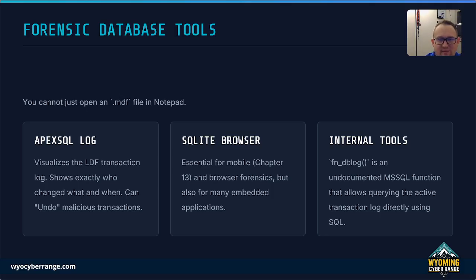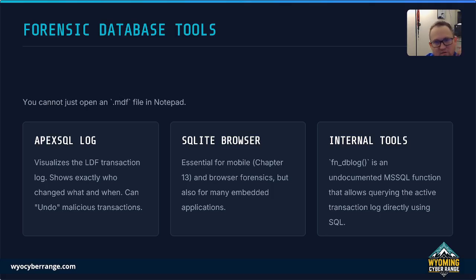Another one would be the DB Browser for SQLite. Now, this is going to be used mostly in mobile and browser forensics. Many apps out there are going to use an embedded SQLite database to store things like chats and history and other little bits of information of configurations for an application. You're going to find that in mobile and a lot of web browsers as well.